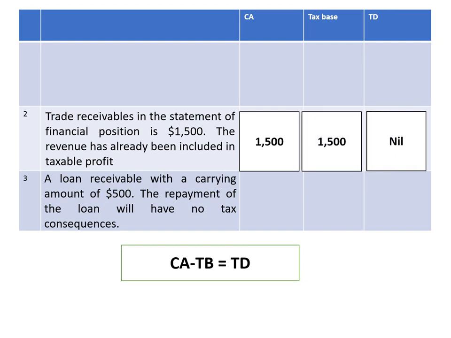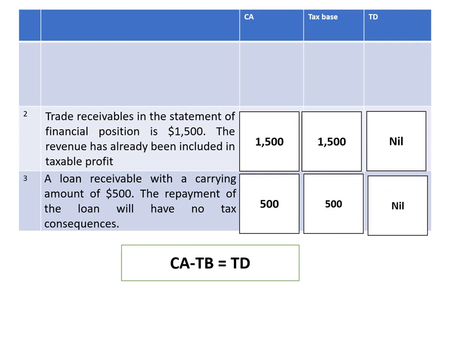A loan receivable with a carrying amount of $500, the repayment of the loan will have no tax consequences. Quite similar to the one above that, only that with that, the trade receivable has already been taxed. In this particular case, again, we are saying there are no future tax consequences for the loan. Because there are no future tax consequences for the loan, our tax base is equal to the carrying amount, and therefore our temporary difference is nil.